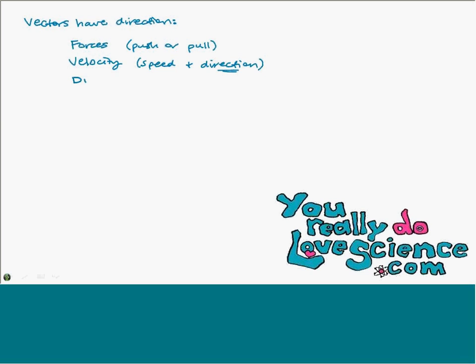Or you could say displacement, because you're moving, certainly has a direction. You might have moved up or down or east or west or left or right, okay? So that would be your movement in a certain direction. Now, things that are not vectors are called scalars, and scalars do not have direction.